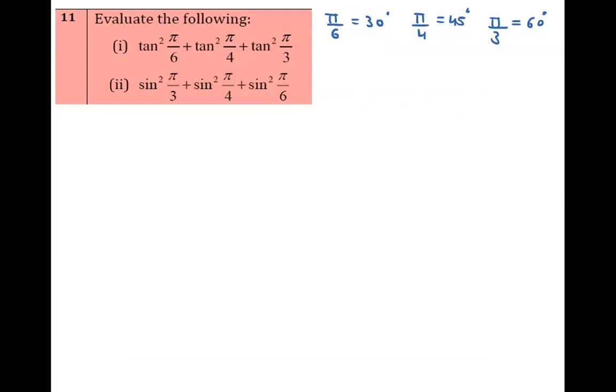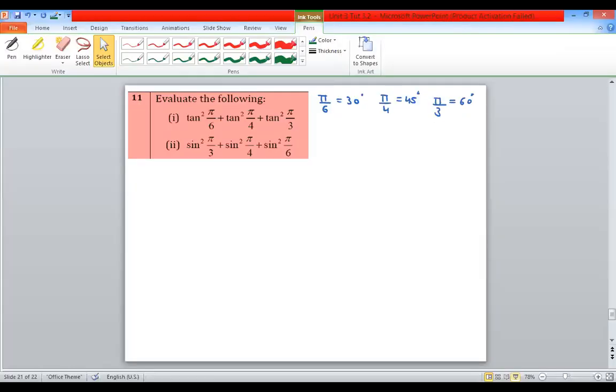Question 11.1, I will solve for you. You can tell me the value of number 2, the sine square terms. So let me first solve the following one. The answer of the first is tan square pi by 6, which means tan square 30. Tan 30 means 1 upon root 3, squared. Tan 45, that means pi by 4, is 1, 1 squared. Then pi by 3 means 60. Tan 60 is root 3, squared.